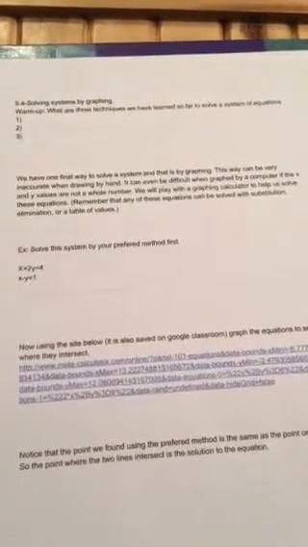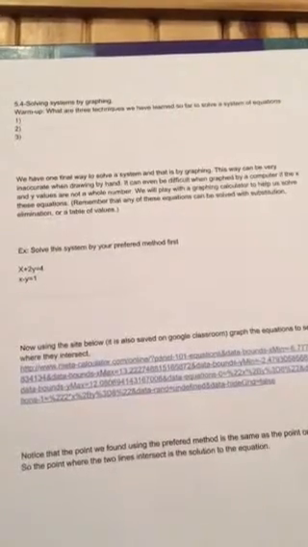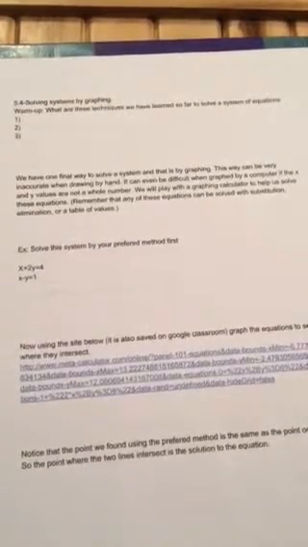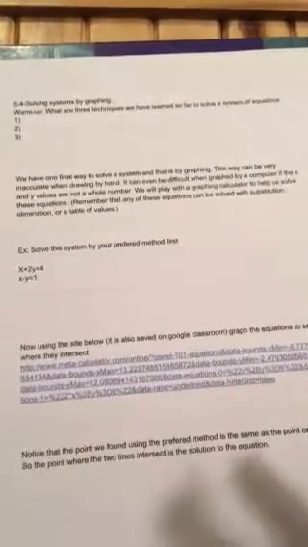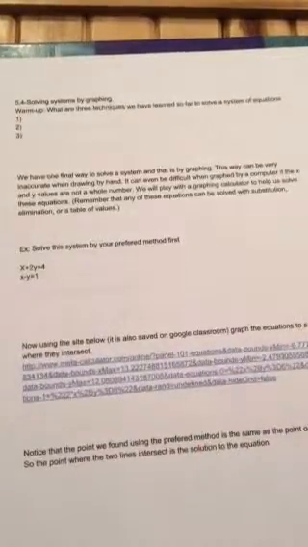Today we're going to talk about our final way to solve a system of linear equations. Your warm-up is to list what 3 techniques we have learned so far to solve a system of equations. If you don't remember those, go back and look at your notes. Otherwise you'll probably figure it out from this lecture.